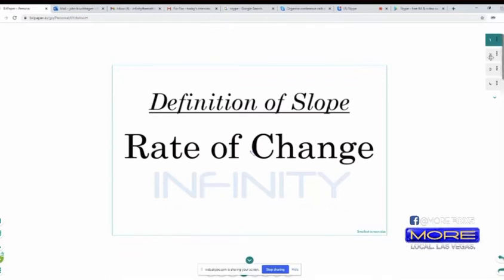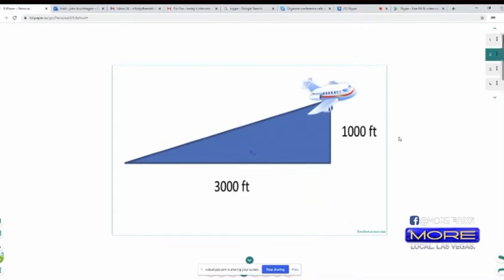Now, you could relate that to something like a plane, if a plane is going up or down. So in this case, the plane is going up. So, Alyssa, would you imagine that would be positive or negative? I would imagine positive. That's exactly right. Going up would be positive. Going down would be a negative rate of change.